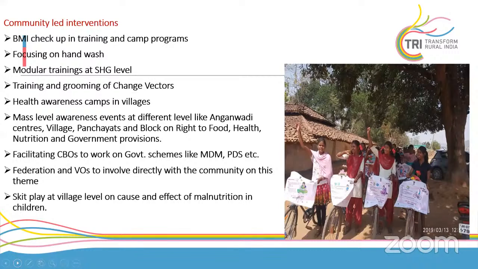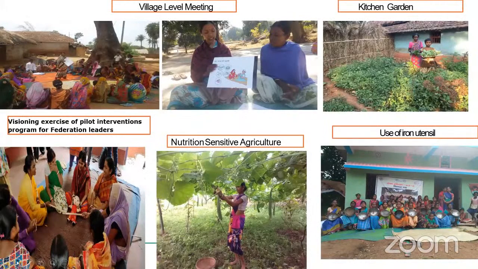Next, and these are some of the community level camps and events we used to do every quarter to reiterate the messages at SHG level, and also at different layers of self-help groups, the voluntary organization and also the federation. The photographs are of Jharkhand with adolescent girls. This is, I think, on National Nutrition Week. Next. So these are some of the photographs of different areas that we worked in.